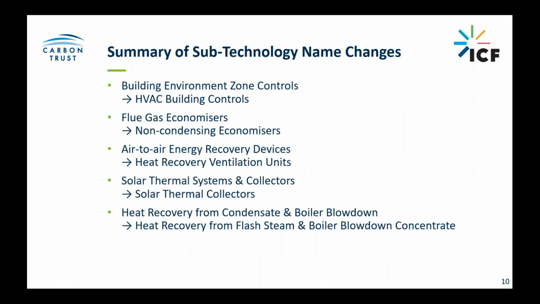And we've also made some name changes as well. So you've got the former name and the new name with each bullet. Building environment zone controls, now renamed HVAC building controls. Flue gas economizers are now non-condensing economizers. That's reflecting how the industry refers to them. Air-to-air energy recovery devices are now heat recovery ventilation units.